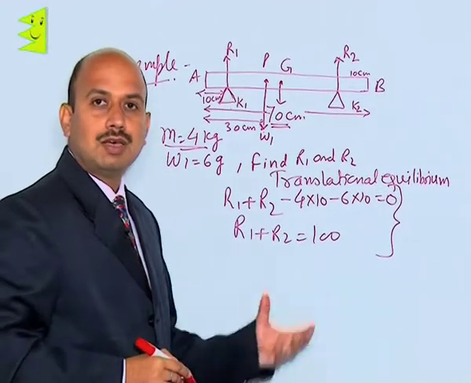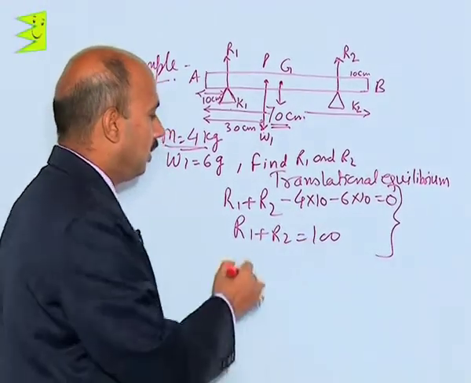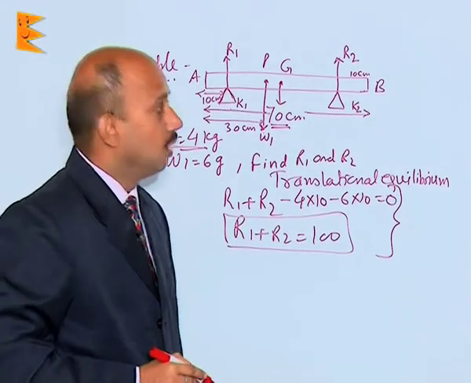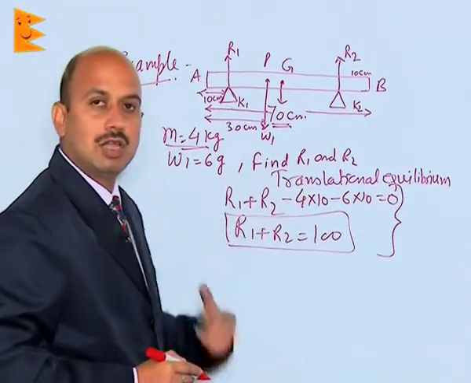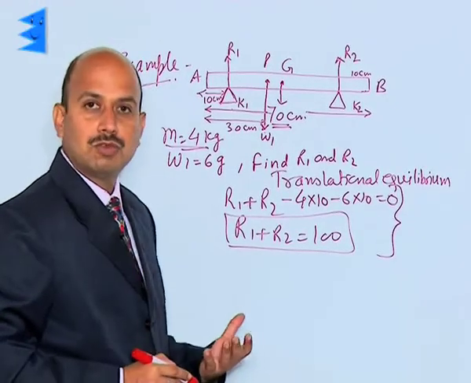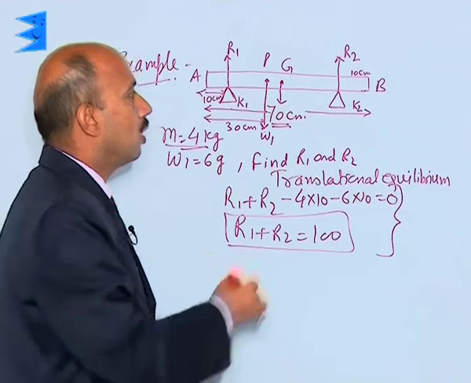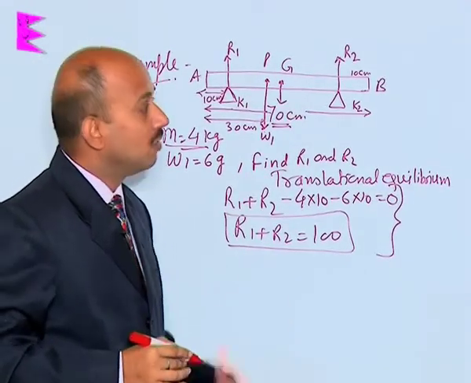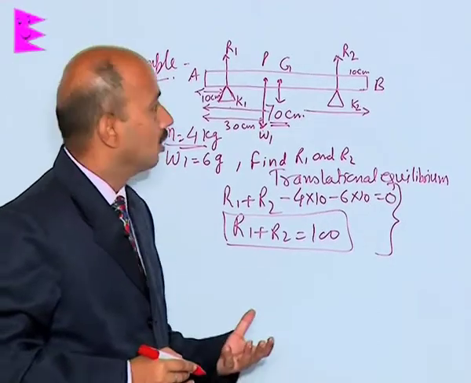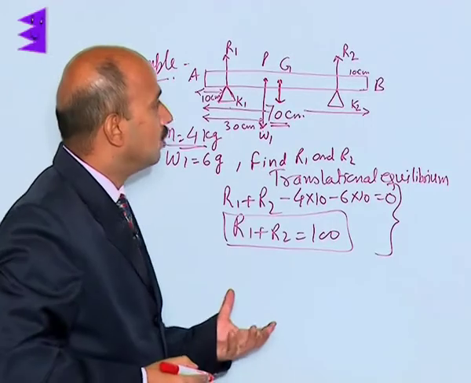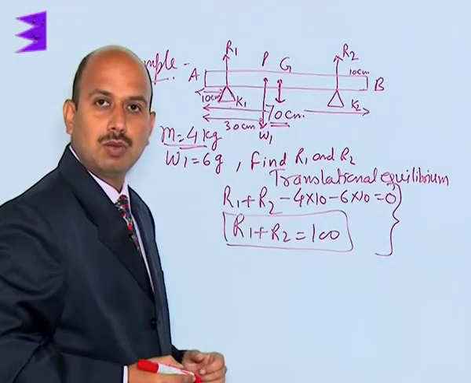So by using translational equilibrium, you have got R1 plus R2 is equal to 100. Now we can see this system is in rotational equilibrium also. So we can take the total moment of force, that is the total torque about the point G. So what are the forces which are producing torque? So the weight of this cannot produce torque because it is actually acting at the axis of rotation only.